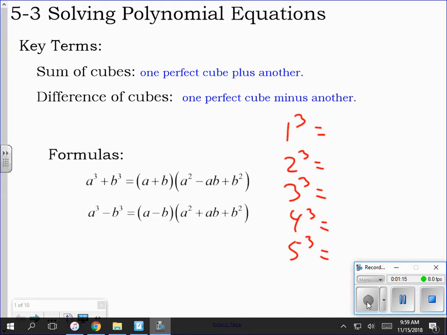Okay? So the sum of two cubes, a perfect cube plus a perfect cube, is the two cube roots, the two things I'm cubing, plus and minus. So a cubed plus b cubed is a plus b, a squared minus ab plus b squared. If it's a difference, i.e. I'm subtracting the two cubes, it's a minus b, a squared plus ab plus b squared.